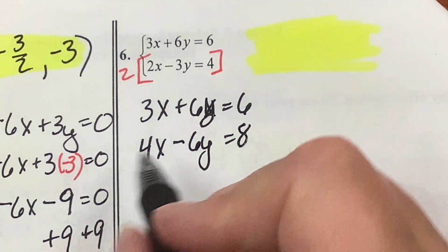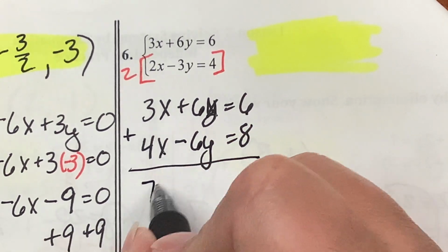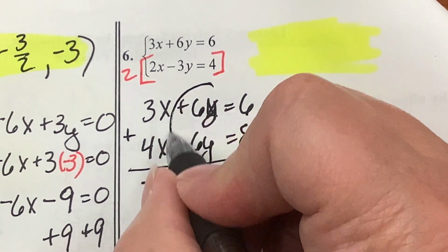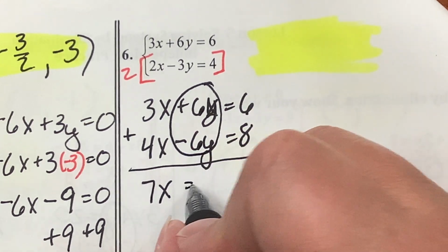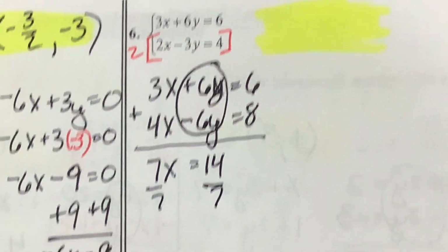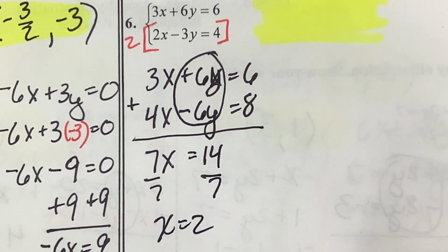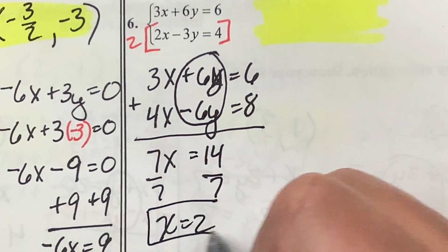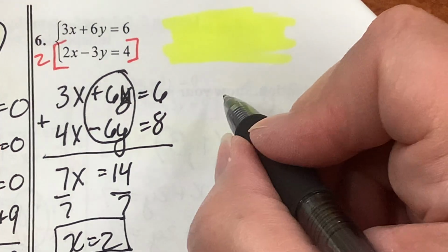All right. Combine like terms. 3 plus 4 is 7x. Negative 6y and positive 6y is 0. And 6 plus 8 is 14. Divide by 7. And x equals 2. I'm so glad that's not another fraction. Ugh, fractions. Okay. And let's take the top one.